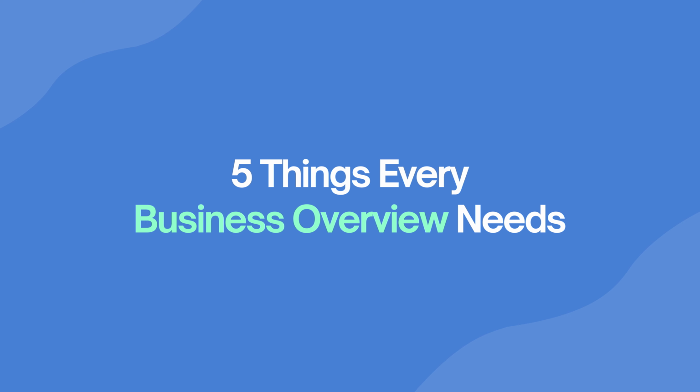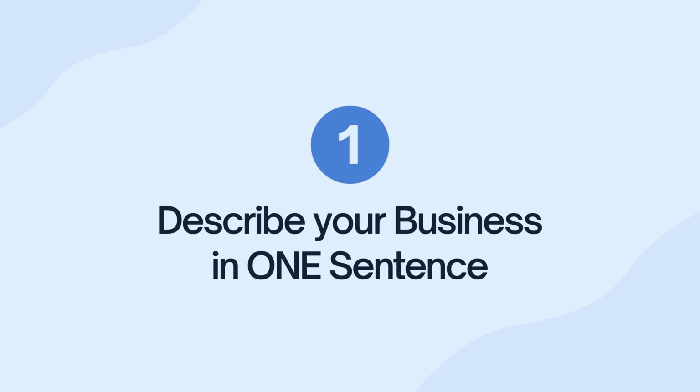Alright, coming back, let's talk about 5 things every business overview needs. Number 1. Describe your business in one sentence. This is where most founders go wrong. They try to sound impressive instead of being clear.